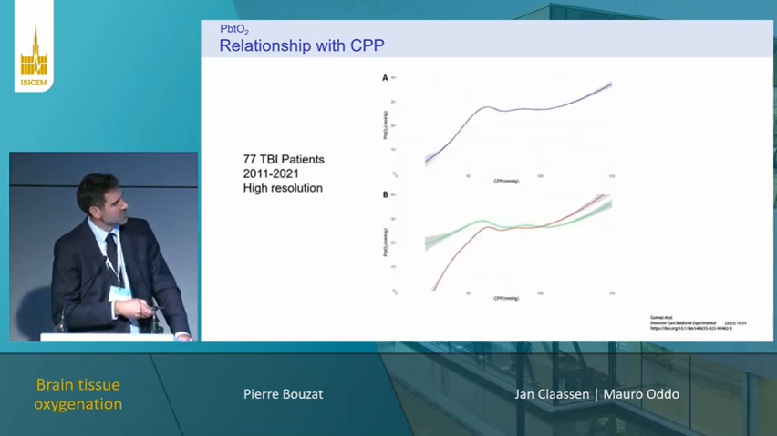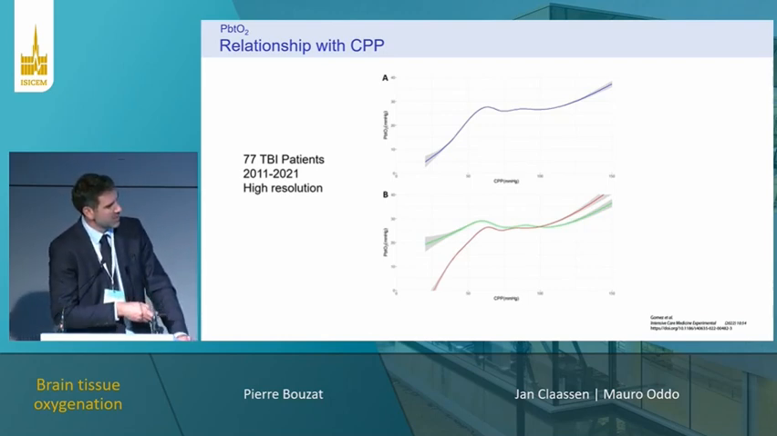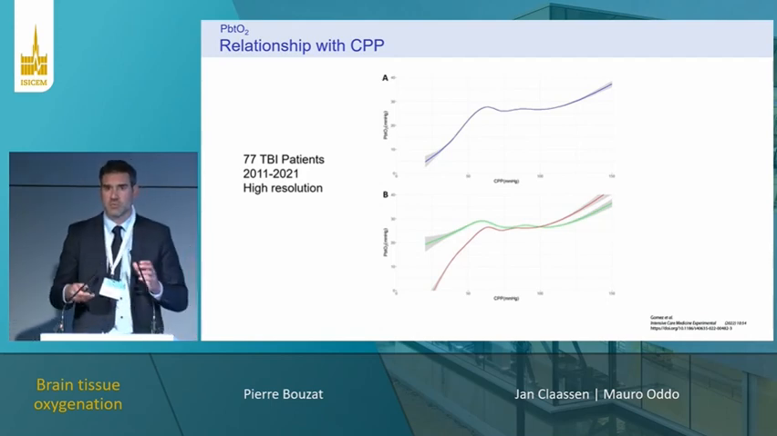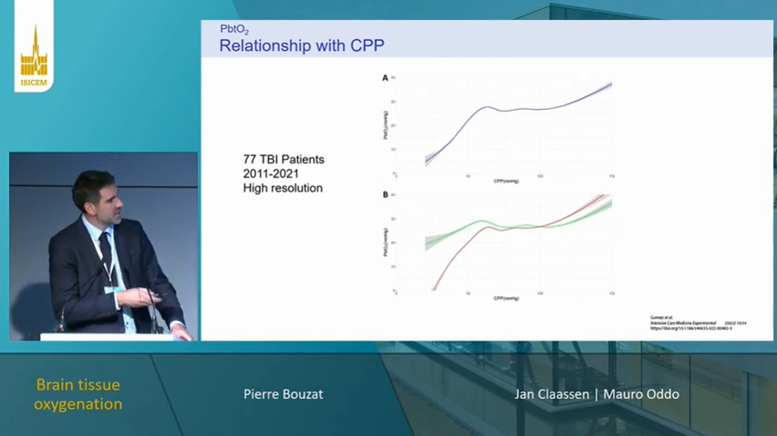This was also demonstrated recently, and you can see the relationship between CPP and PbtO2. This group described two types of patients: some patients with an almost linear relationship between CPP and PbtO2, and some patients with no influence of CPP variation on PbtO2. So maybe we can use PbtO2 for the adaptation of CPP.